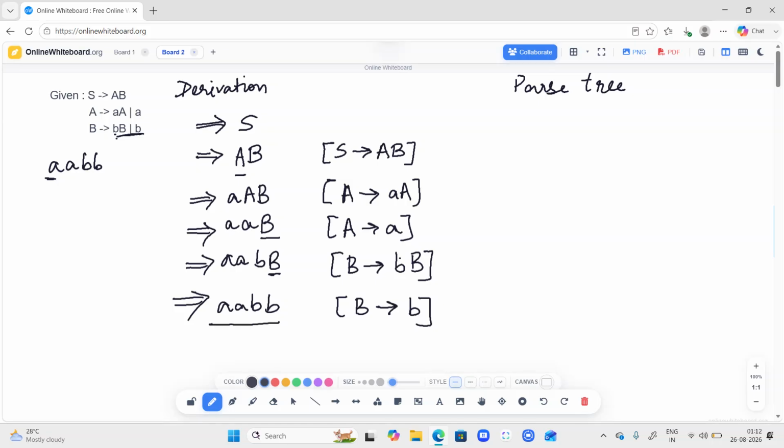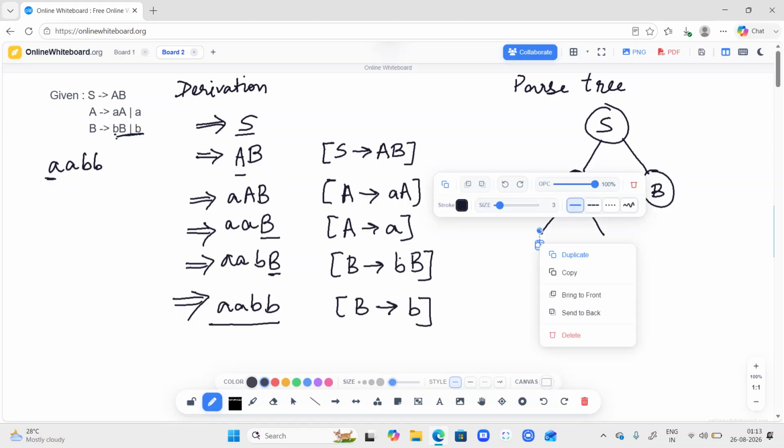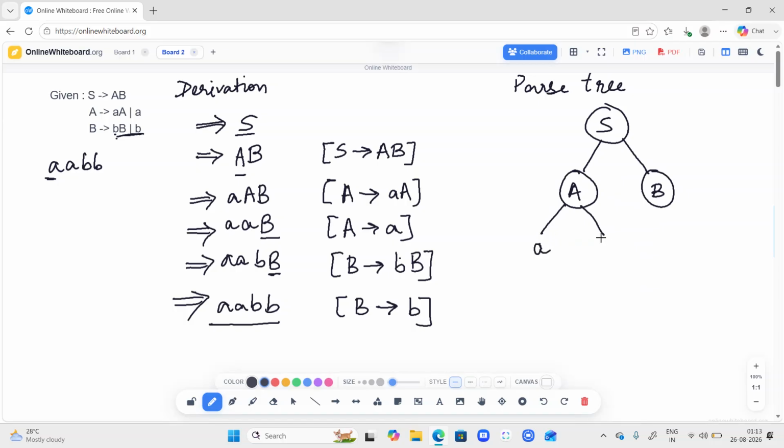Now the parse tree. Let's see how to make the parse tree. I started off with S. So this becomes my root node, S. Then I have replaced S with A and B. So make two links, A and B. Then A was replaced with AA. So again two arrows. This is A and this is A. Then this A was also replaced using a single A. So whenever you terminate it, we usually show it using a straight line.